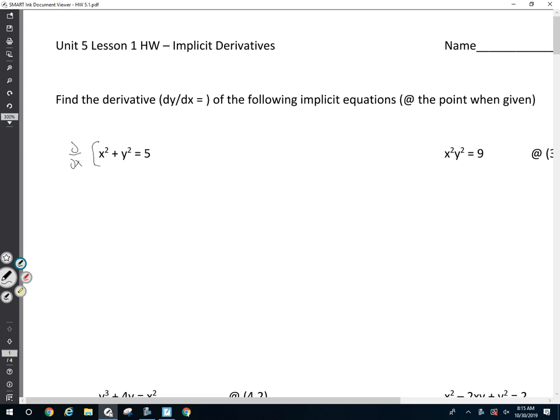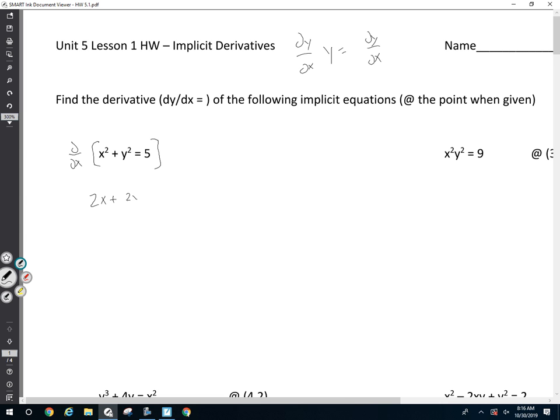All right, so to go over the procedure, we start by taking the derivative of everything. The key thing that we need to remember is that the derivative of y, we say, is dy/dx. But if we have something other than just y, like y squared, we need to use the chain rule.